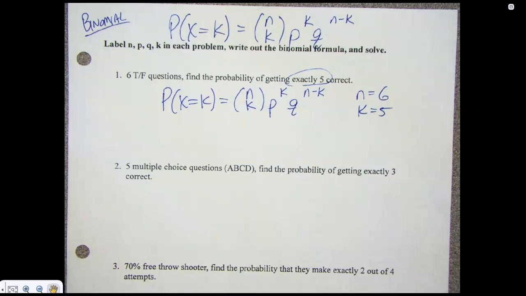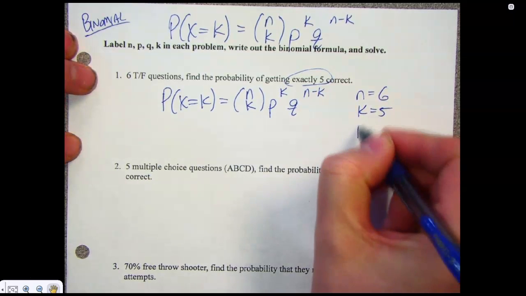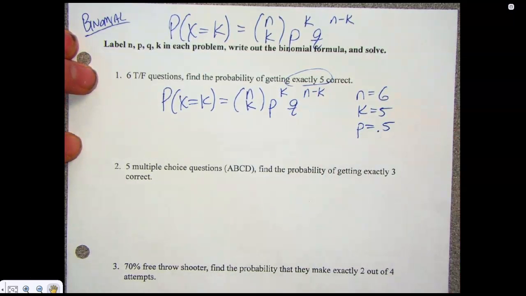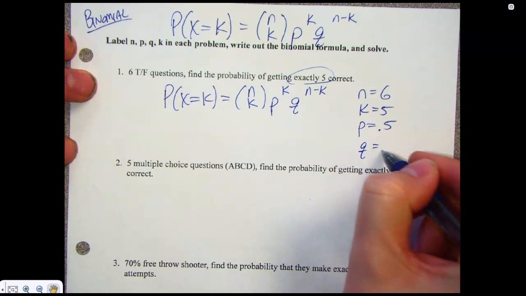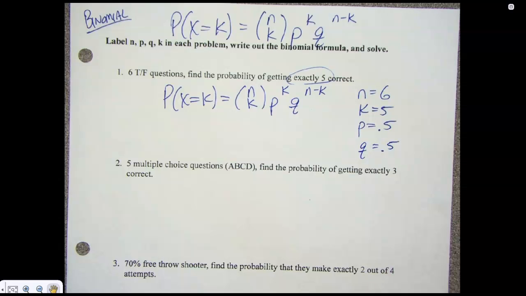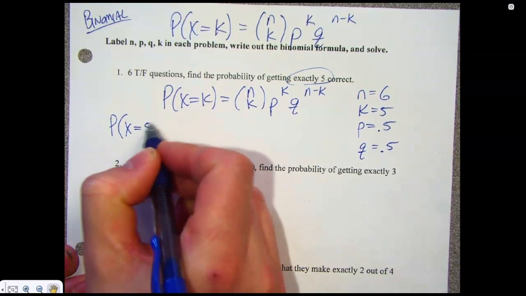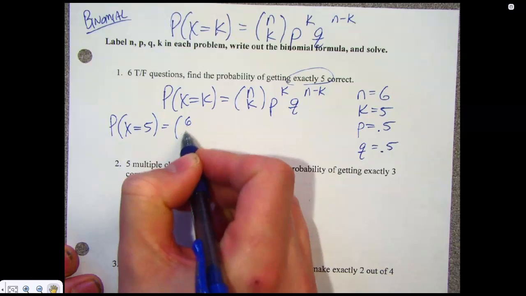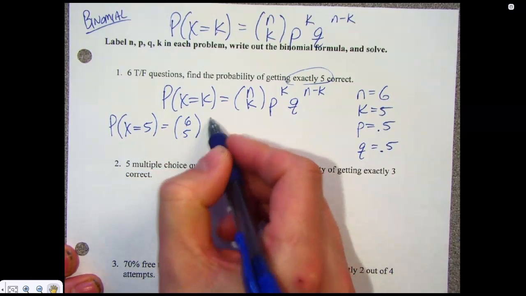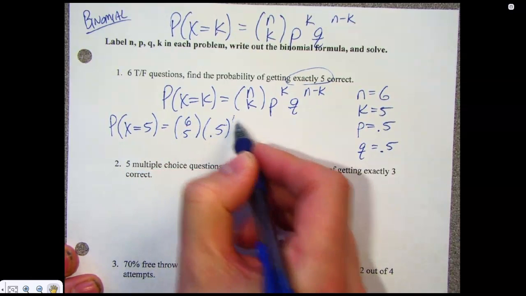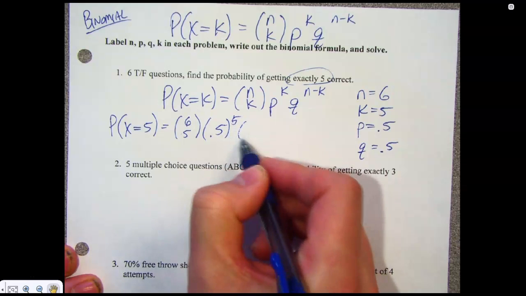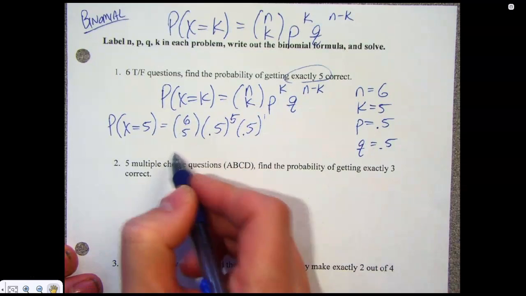I'm finding the probability of that happening. P is 0.5. I got a 50% chance of getting it right. And Q is also 0.5 because I had a 50% chance of getting it wrong. And then we'll rewrite it with numbers in it. So P of X equals 5 equals 6, choose 5. That's 0.5 to the 5th. It's 0.5 to the 1st.